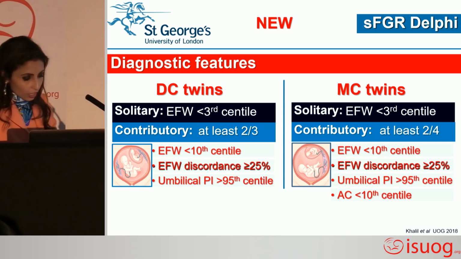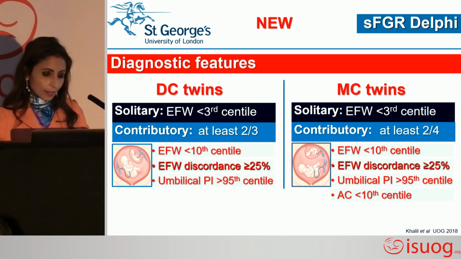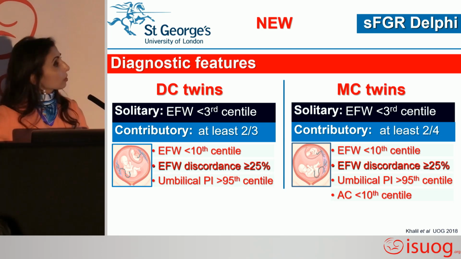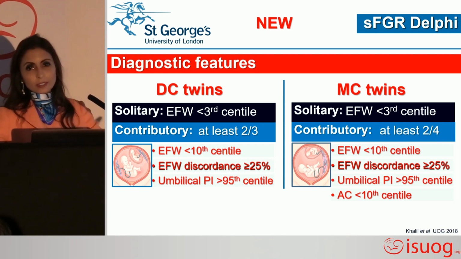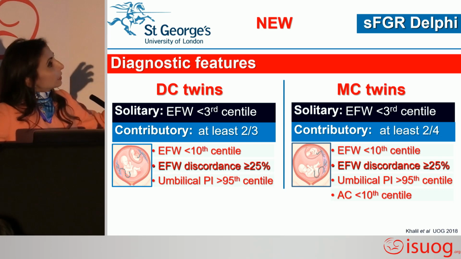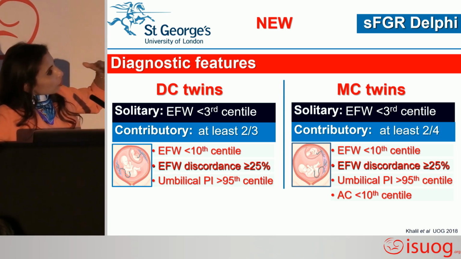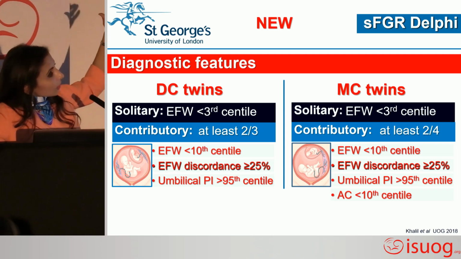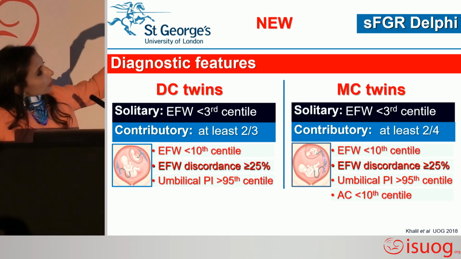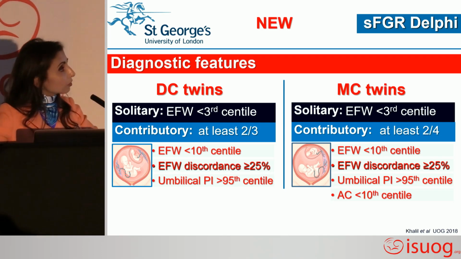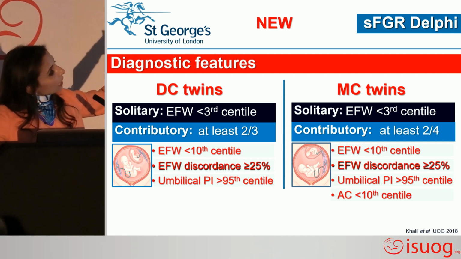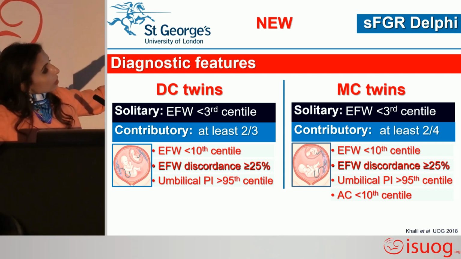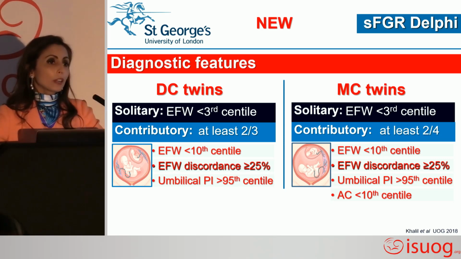Because of this huge variation, and letters after the publication, there is a guideline highlighting that people use different diagnostic criteria in different studies, and therefore you can't really compare the studies. You can't compare the outcomes if the definition in the first place was different. So in this Delphi that we did, to reach a consensus, the experts decided that you have a solitary definition: if one baby is less than the 3rd centile, that would be enough to diagnose selective fetal growth restriction. Or you have contributory criteria, so if you use less than the 10th centile, you need to have, in addition, a discordance of 25% or more, or abnormal umbilical artery Doppler, which you can say makes sense.